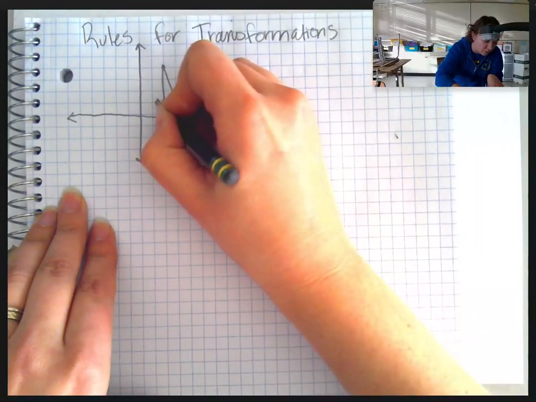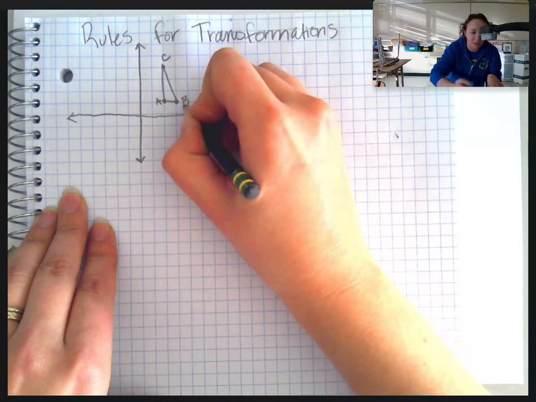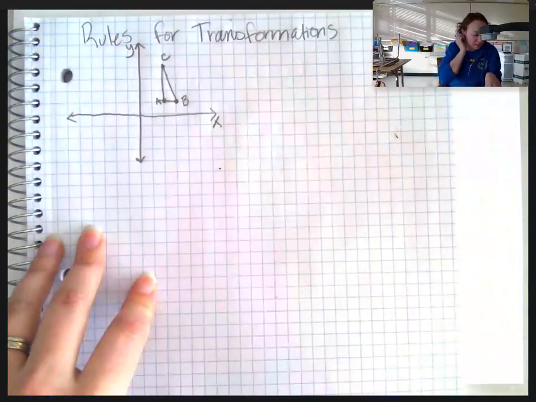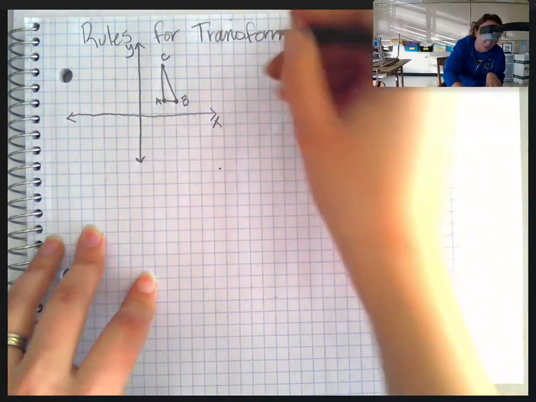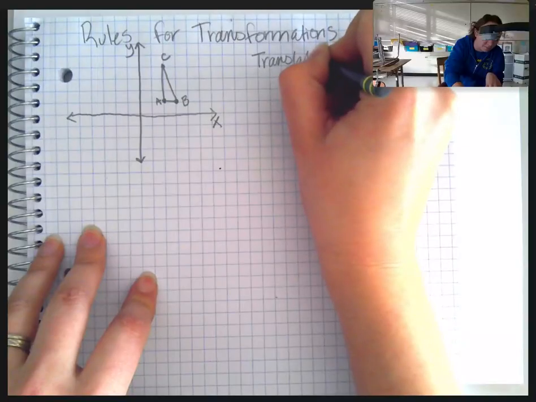Let's label those A, C, and B. And don't forget to label the X and Y axis. All right, so the first one we're going to do is a translation.